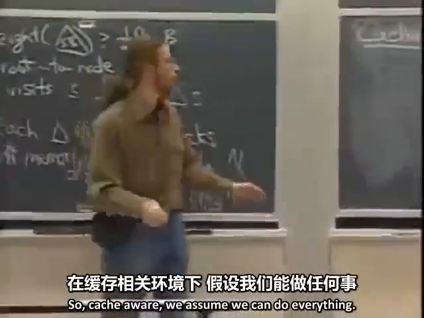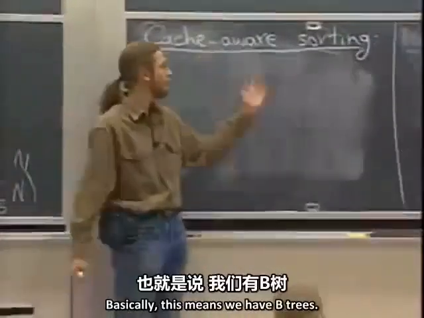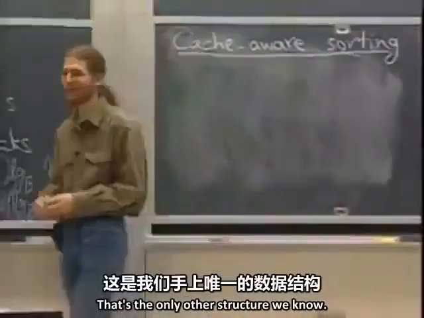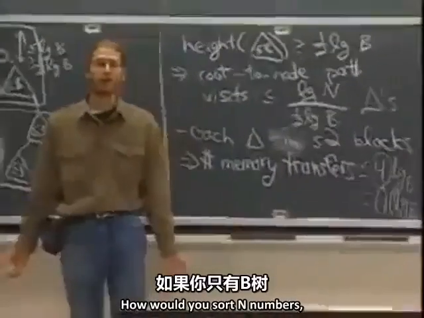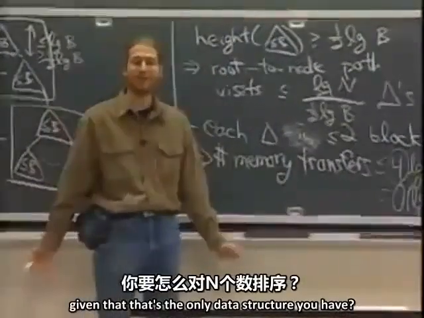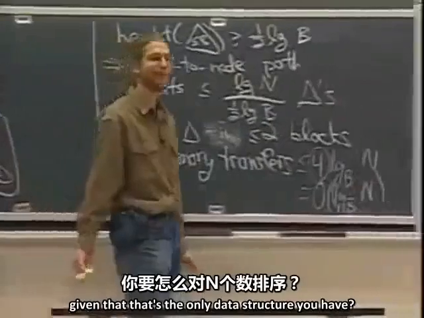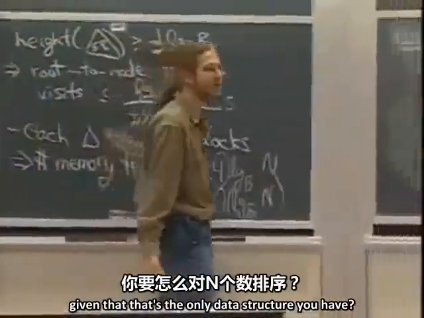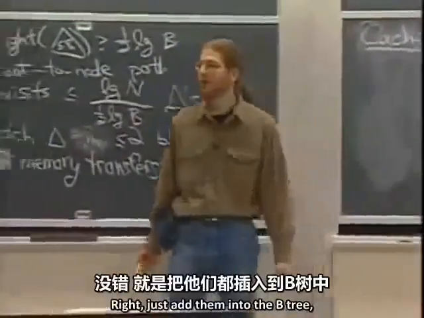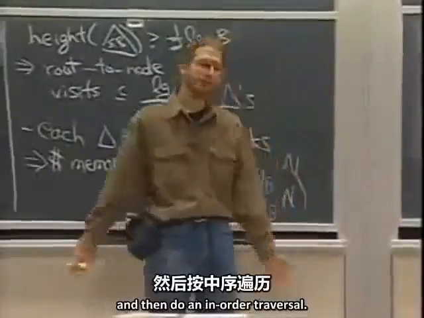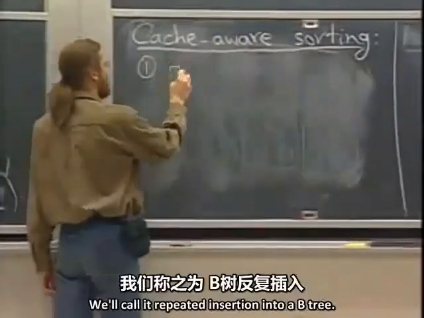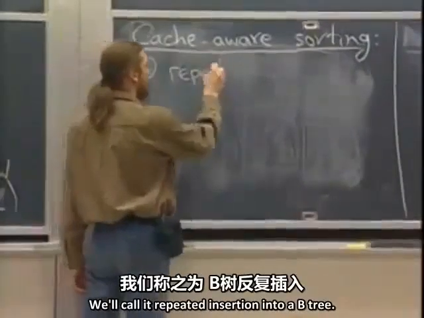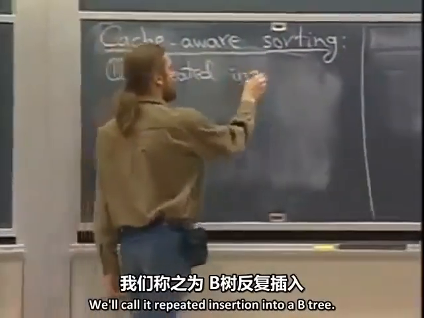So cache aware, we assume we can do everything. Basically, this means we have B trees. That's the only other structure we know. How would you sort n numbers, given that that's the only data structure you have? Right, just add them into the B tree and then do an in-order traversal. That's one way to sort. Perfectly reasonable. We'll call it repeated insertion into a B tree.